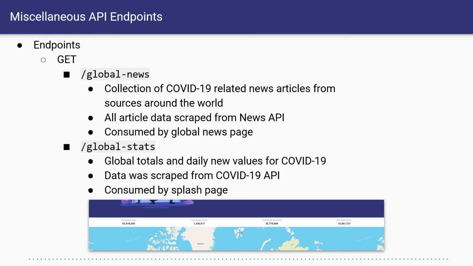The global news and global stats endpoints were developed for very specific uses in our front end. I have already covered global news, so I won't reiterate that. The global stats endpoint serves global totals and daily new values for COVID-19 and is intended for use on our splash page.